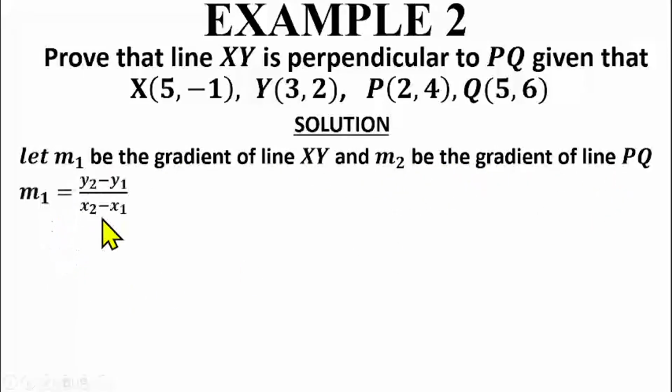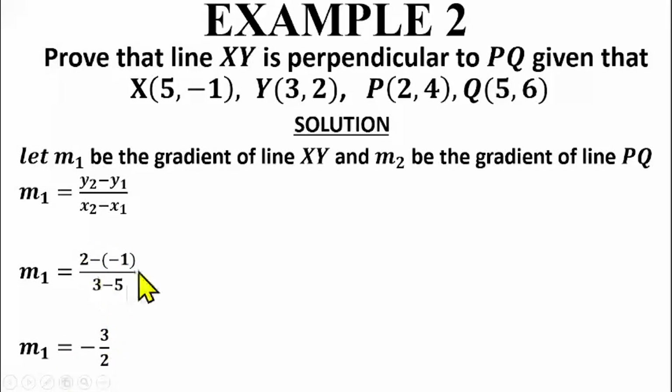So to find M1, using the formula for finding gradient, our y2 will be 2, our y1 is minus 1, our x2 is 3, our x1 is 5. Substitute that into this formula. We have 2 minus open bracket minus 1 over 3 minus 5. Minus times minus will give us plus, so we'll be having M1 to be 2 plus 1, that will give us 3 over 3 minus 5 is minus 2, so that will give us minus 3 over 2 for the gradient of line XY.